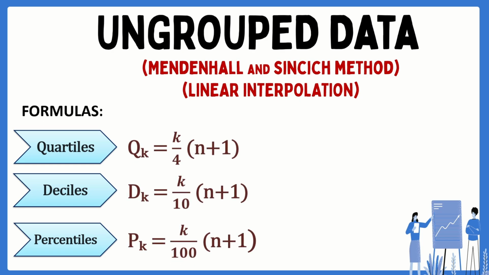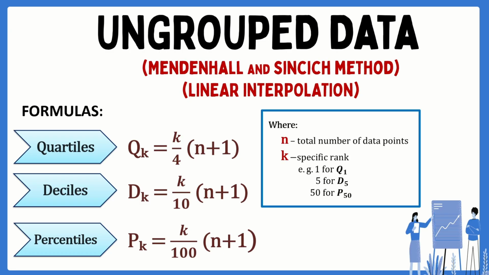If we want to locate the position of a quartile, we will use the formula Q sub k is equal to k over 4 times n plus 1. For decile, we have D sub k is equal to k over 10 times n plus 1. And for percentile, we have P sub k is equal to k over 100 times n plus 1, where n is the total number of data points and k is the specific rank. Examples: 1 for quartile 1, 5 for decile 5, and 50 for percentile 50.